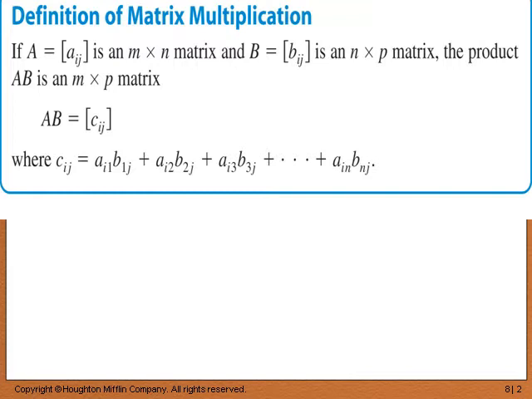So A is on the left, B is on the right in that product. And we have an n by p matrix on the right, because B is n by p, and that's on the right. And the product AB is an m by p. M by p. Now, I'm going to spend some minutes now explaining all of this.